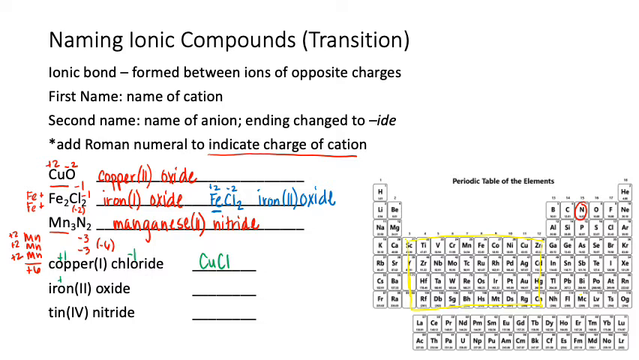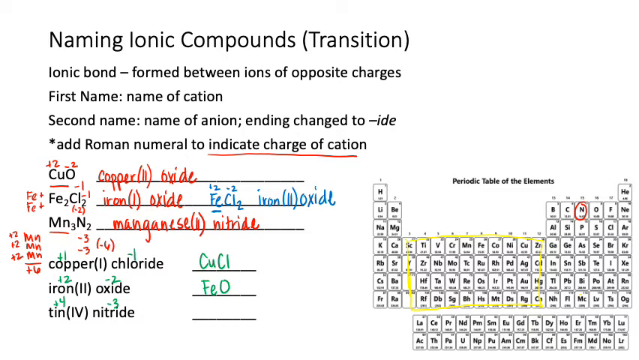The charge on this iron is a +2, and the charge on oxygen is going to be a -2. So those charges balance each other out, so we can just write FeO. The last one, tin 4 nitride. So in this case, this tin is going to carry a +4 charge, and this nitride carries a -3 charge.